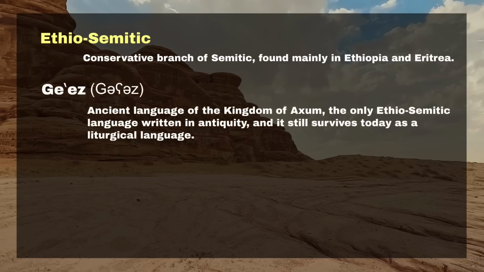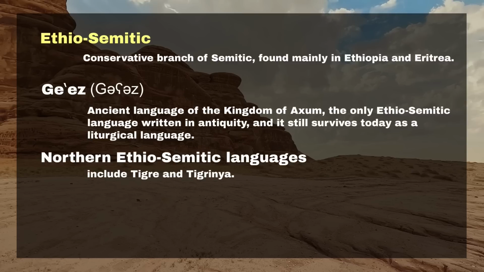Ge'ez, originally the language of the kingdom of Aksum in the north of present-day Ethiopia, was the only Ethio-Semitic language written in the ancient world. It survives today as a liturgical language. Northern languages include Tigre and Tigrinya, the latter an official language of Eritrea, both still spoken.